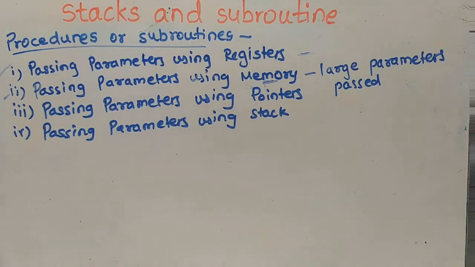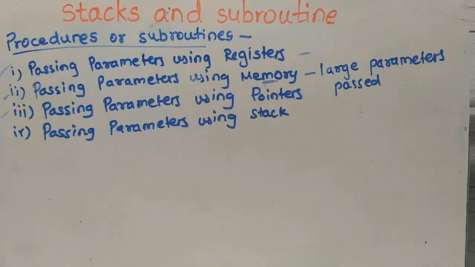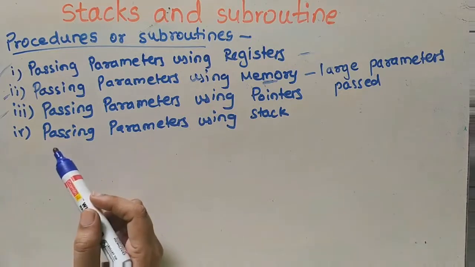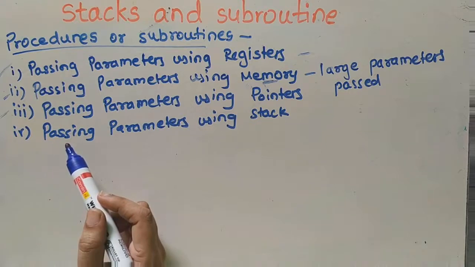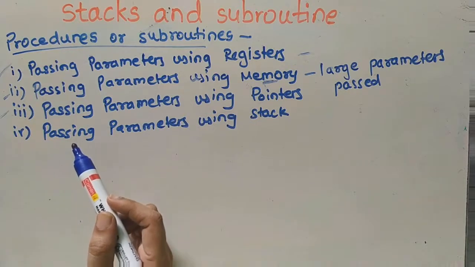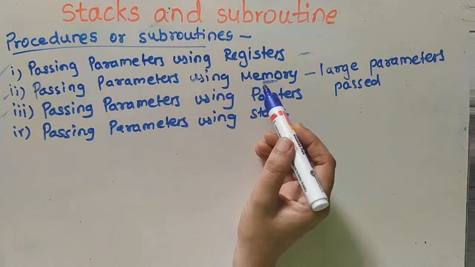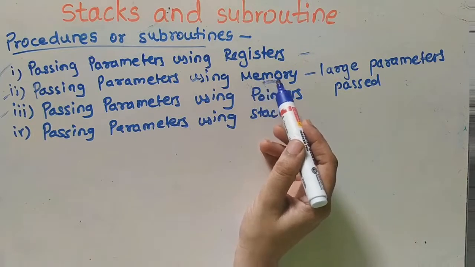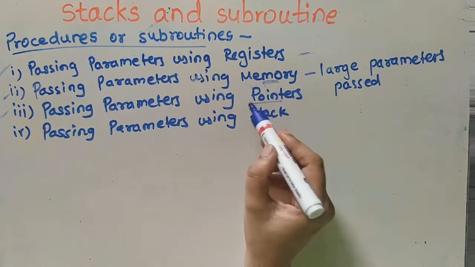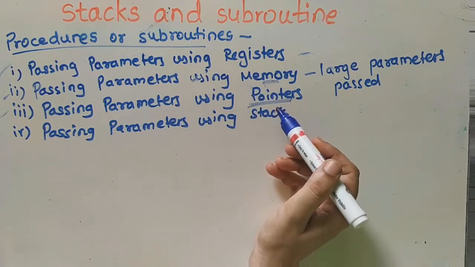The third one is passing parameters using pointers. In this method the pointer registers are used to pass the desired data to a procedure, while in memory the variable names are used. To avoid those variable names, pointer registers, as the name indicates, are used to pass the data.